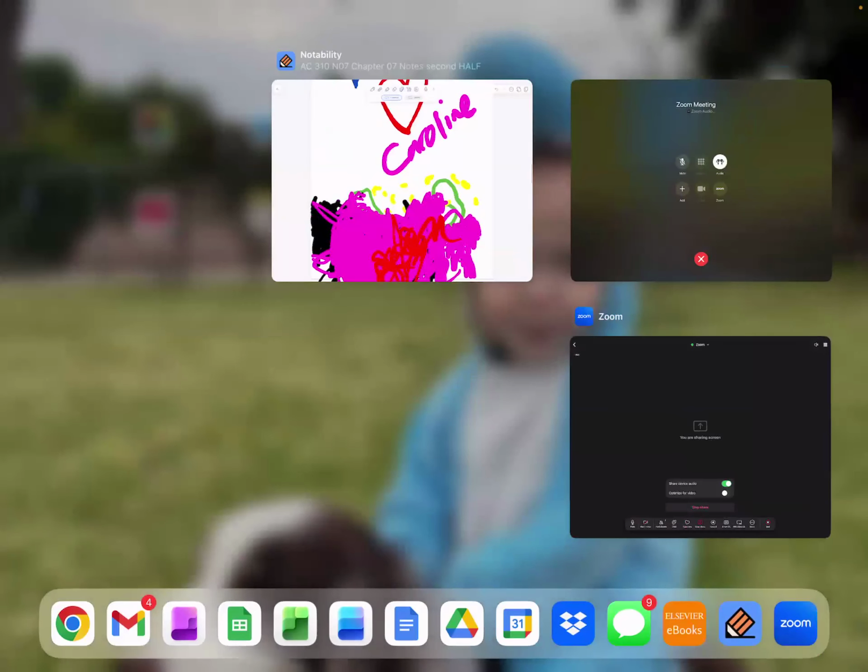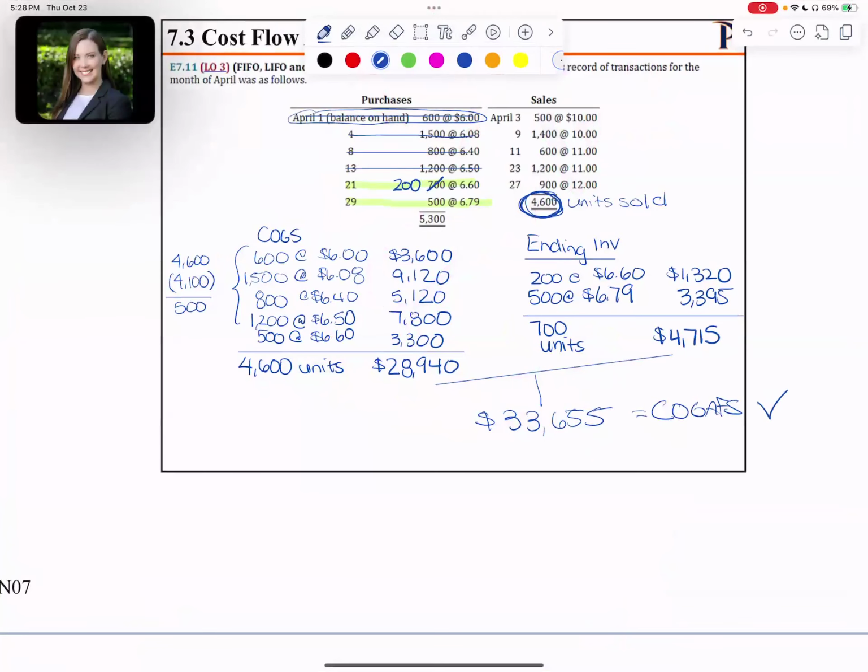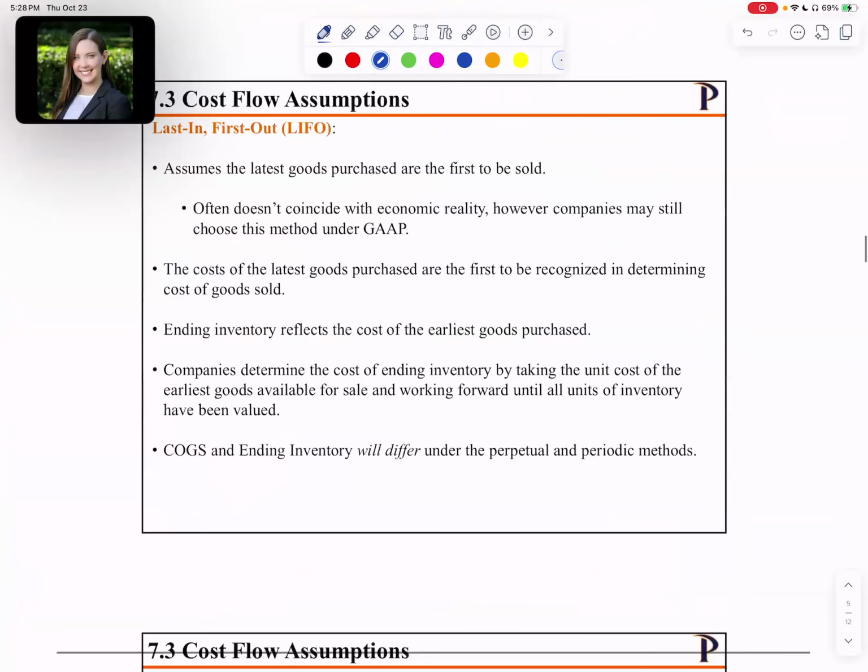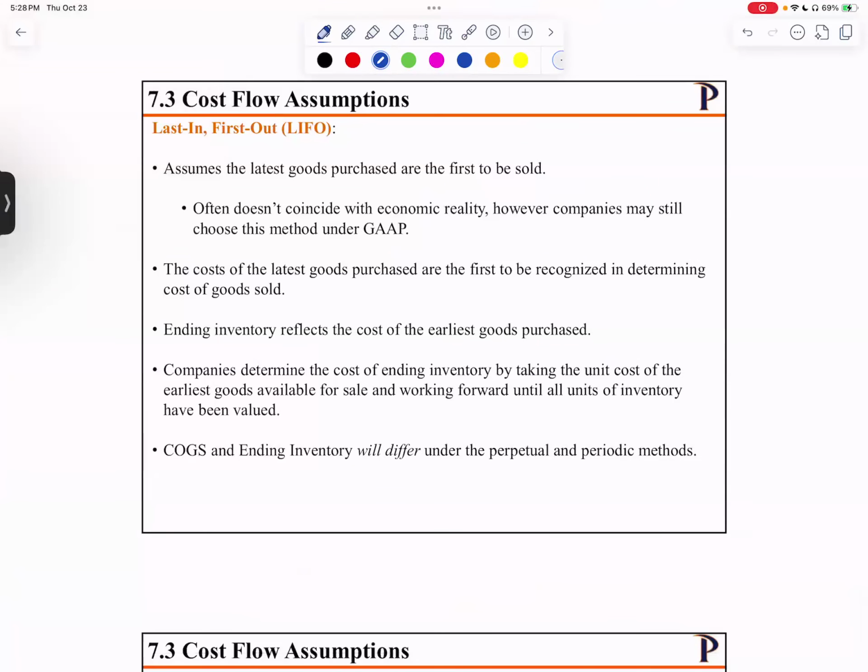Okay, so lastly, we are going to look at LIFO under both the periodic and the perpetual method. Unlike FIFO, under the LIFO method, our ending inventory and cost of goods sold will be different under the perpetual and the periodic methods. Under LIFO, the latest goods purchased are assumed to be the goods that are sold first.